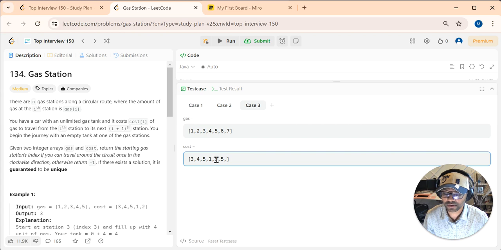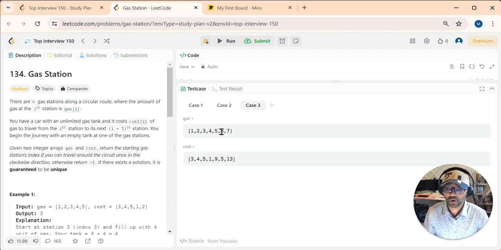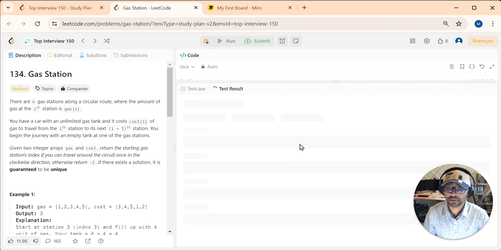So still a deficit of 3. Then a deficit of 4, so another 7. So we made up 1. So we have to make up 6 more. So this should work with an answer of this index, right? So that's the test case I want to run.